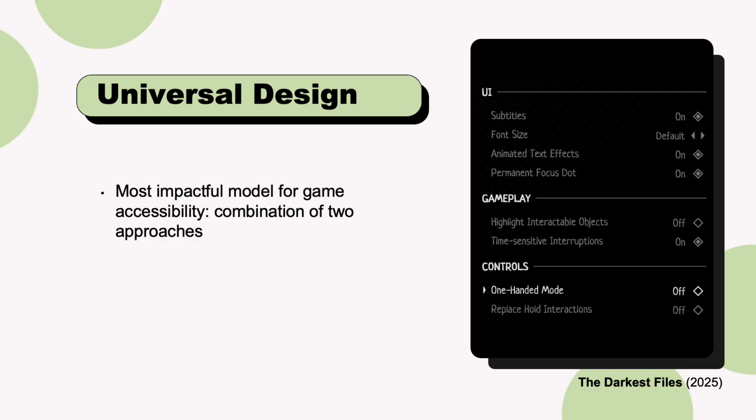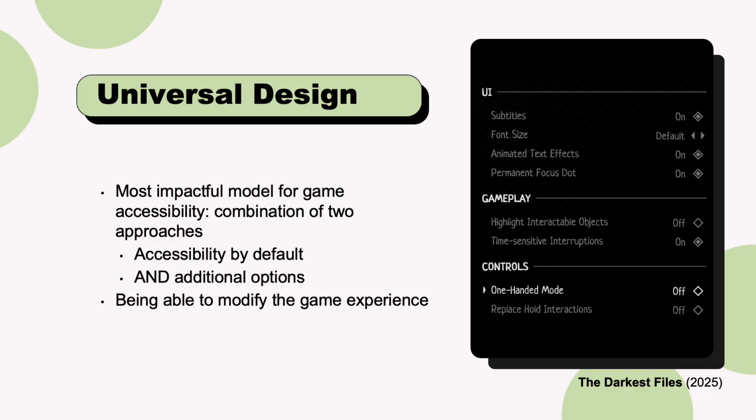The most impactful model for game accessibility is a combination of these two approaches. Taking the social model as a design paradigm leads to games which are more accessible by default, not just for people with impairments, but for many different target groups, just like the curb cut. However, additional options for specific target groups or individuals are likely still useful. Being able to modify the game experience further can remove remaining barriers and lead to more satisfactory experiences.